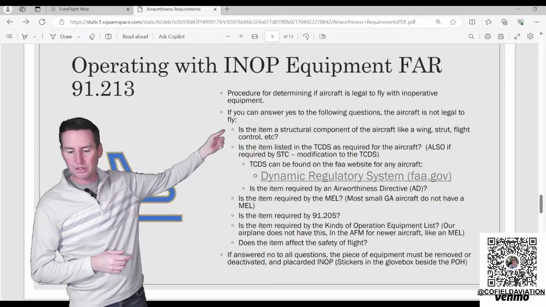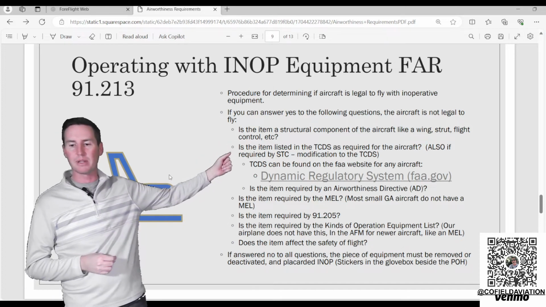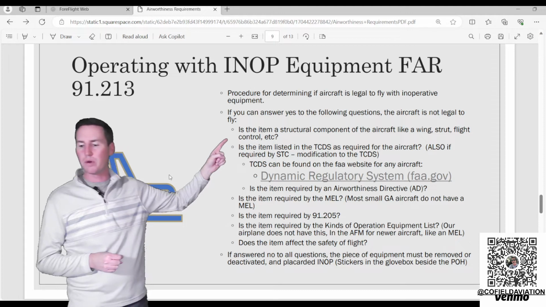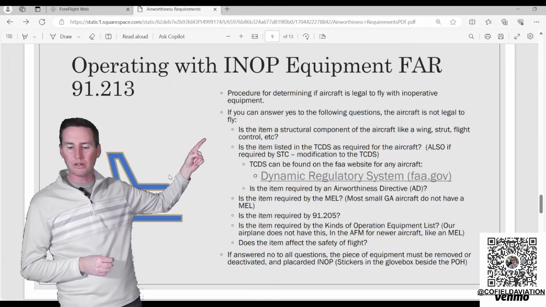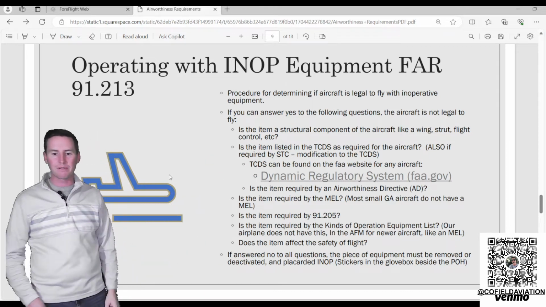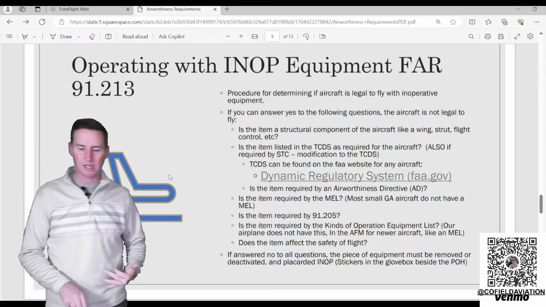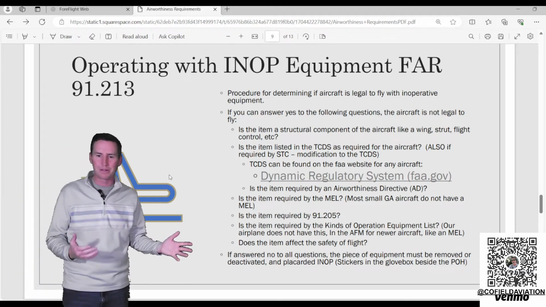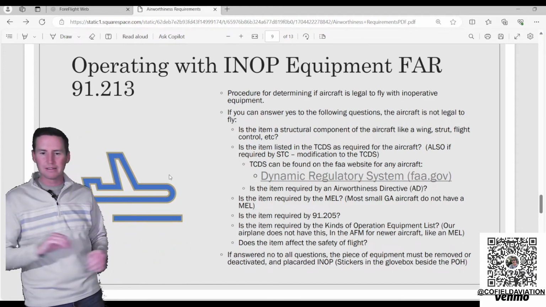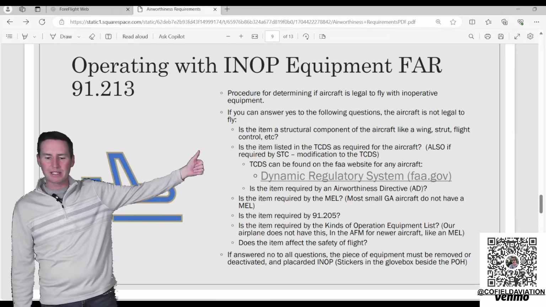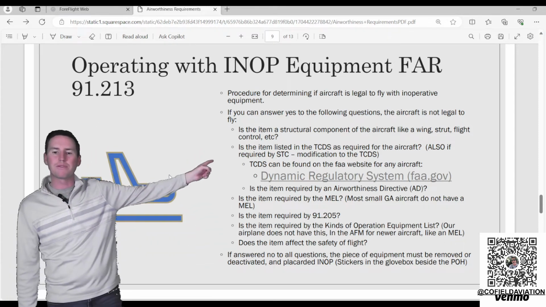So this is a procedure for determining if an aircraft is legal to fly with inoperative equipment. If you can answer yes to the following questions, the aircraft is not legal to fly. Is the item a structural component of the aircraft, like a wing, strut, flight control, etc.? Right? Yeah, we're not going to be flying. No? Okay, we're done. Is the item listed in the type certificate data sheet as required for the aircraft?